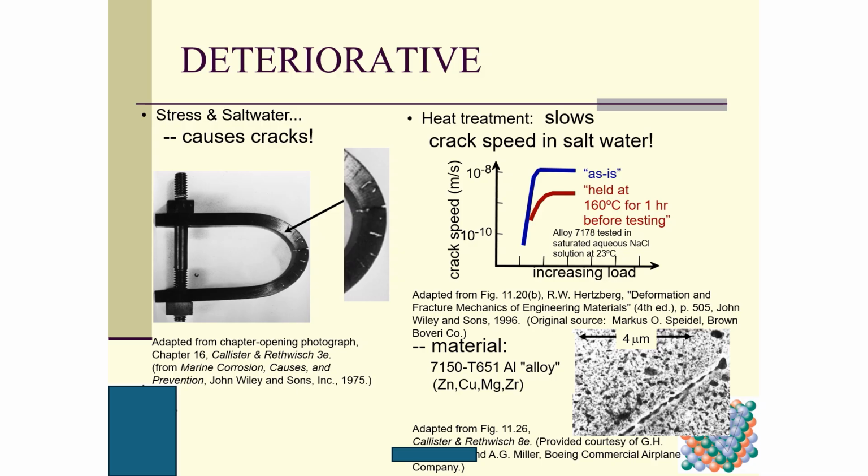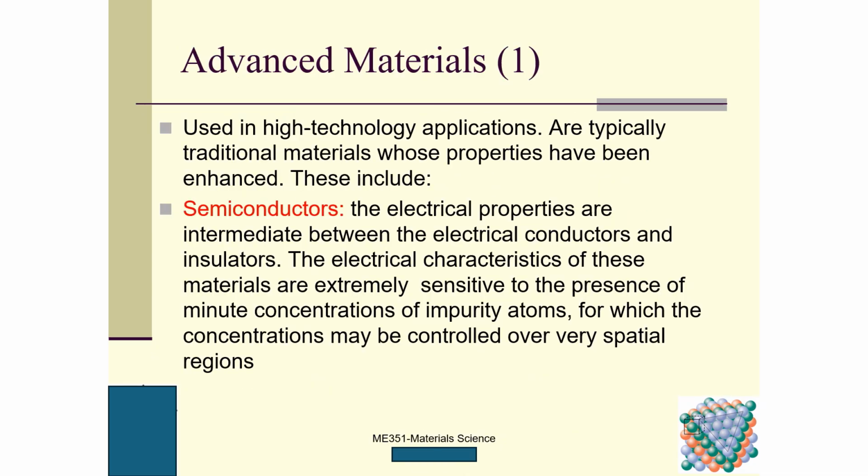So this is held at 160 degrees C for 1 hour before testing. You can see this material is an aluminum alloy. This processing, heat treatment, is also a processing method. The heat treatment can improve the deteriorative property of these kinds of materials in salt water.